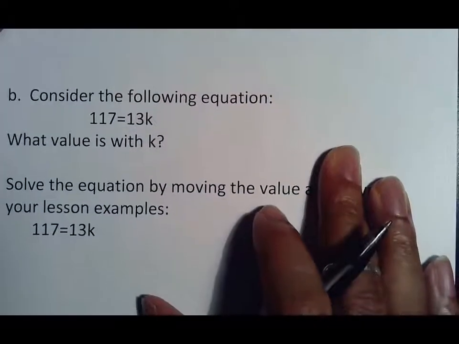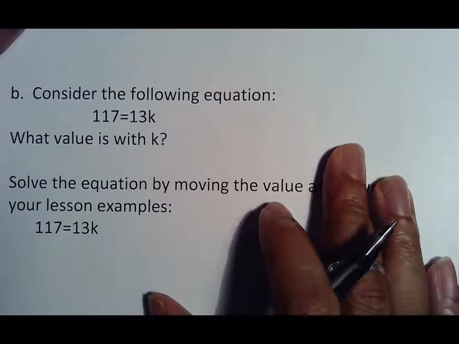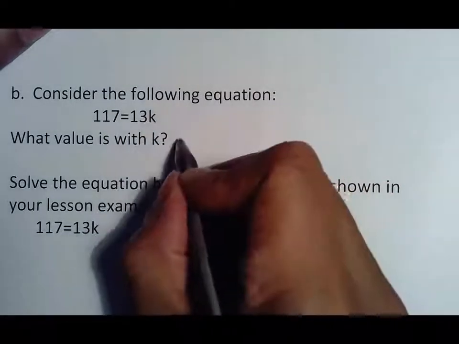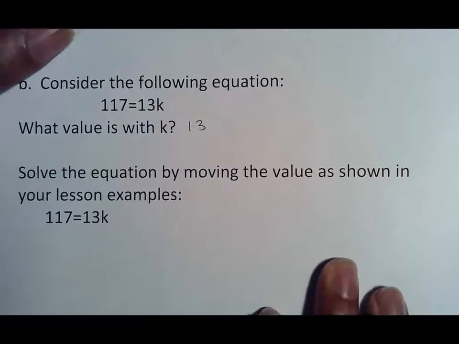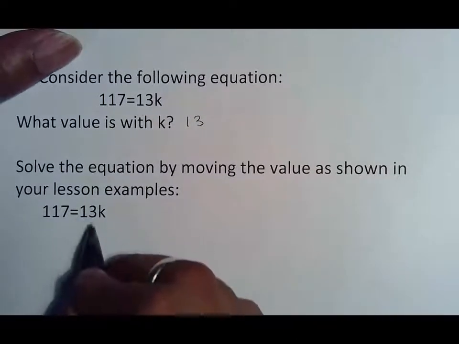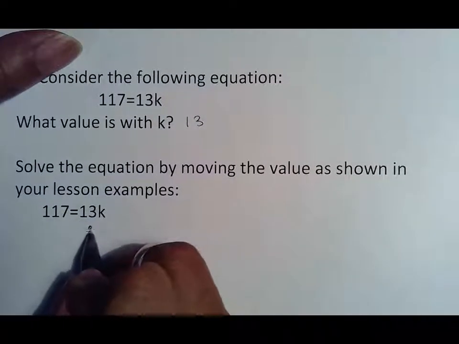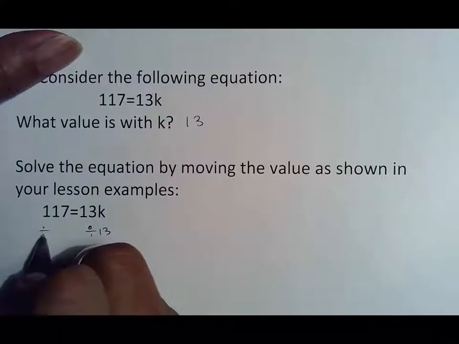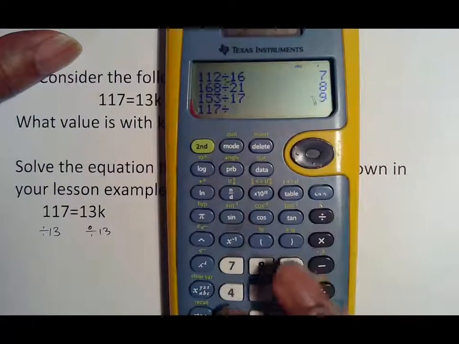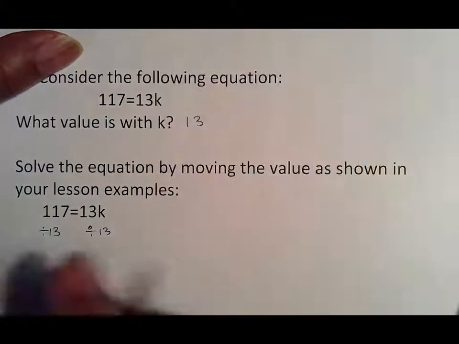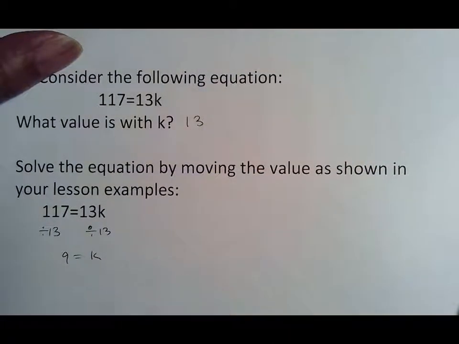Same thing, consider the equation 117 equals 13k. What value is with k? That's easy enough to see. It's the value that's attached to it. And so when we go to solve this, we just have to say, okay, how do we get rid of 13 times k? We do divided by 13, divided by 13. 117 divided by 13 is 9 again. And that would be your answer.